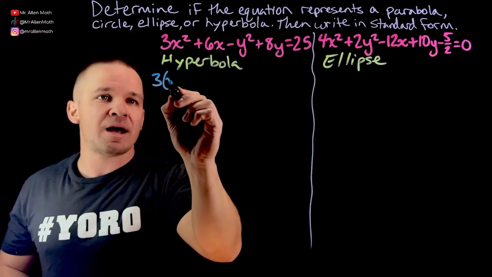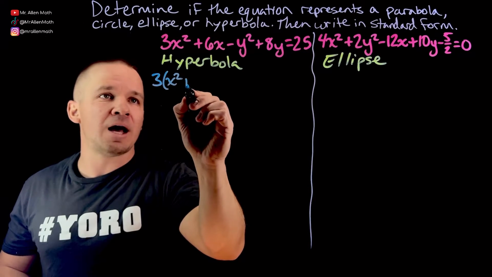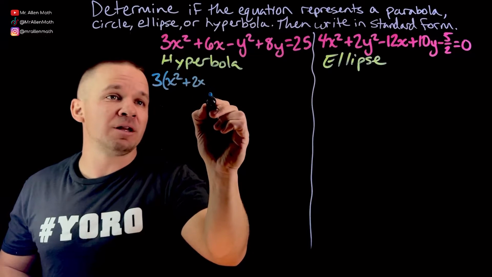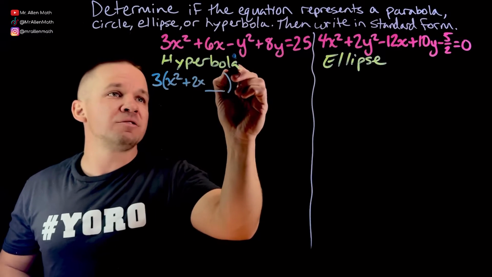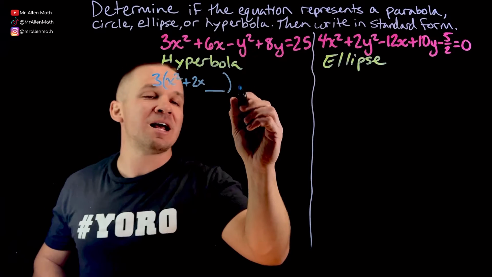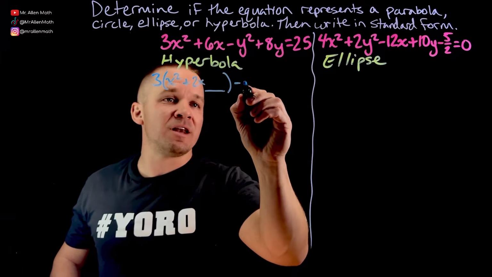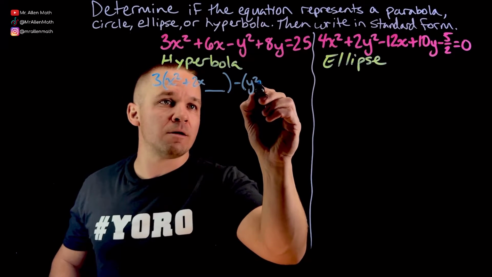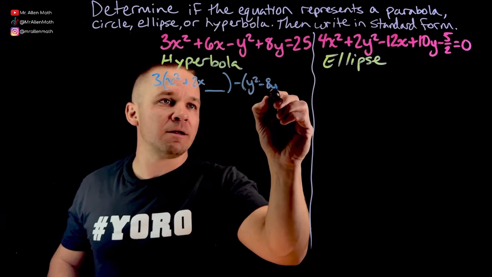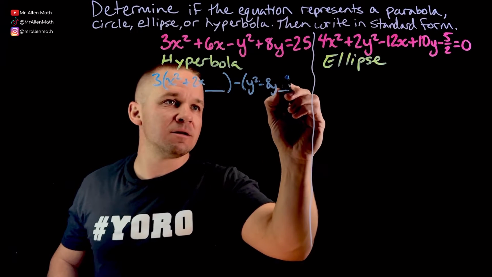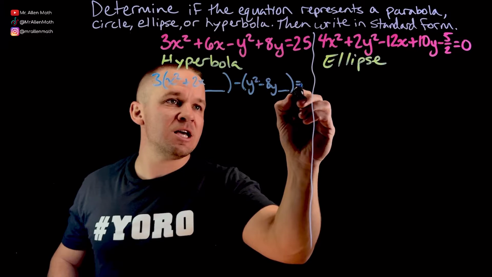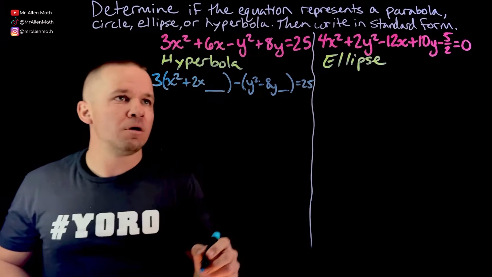And I'm going to have x squared plus 2x. I'm going to leave a little space here. Then I'll do the same thing over here with the y. I'm going to take out that negative, right? And then I'm left with y squared minus 8y, leave a little space, close my parentheses, equals 25. Woo, a little tight on space here.